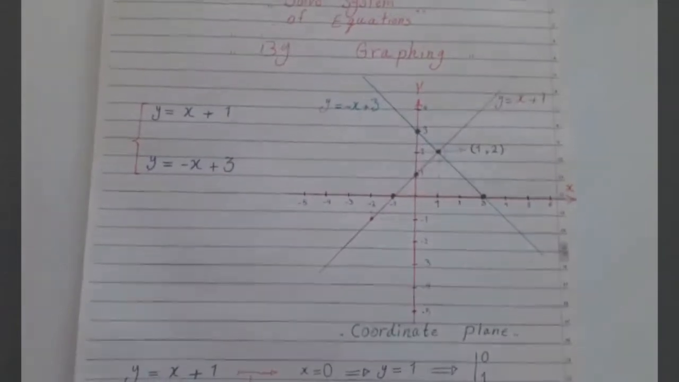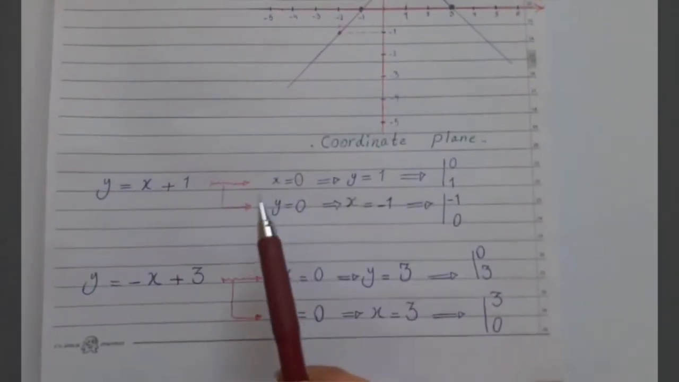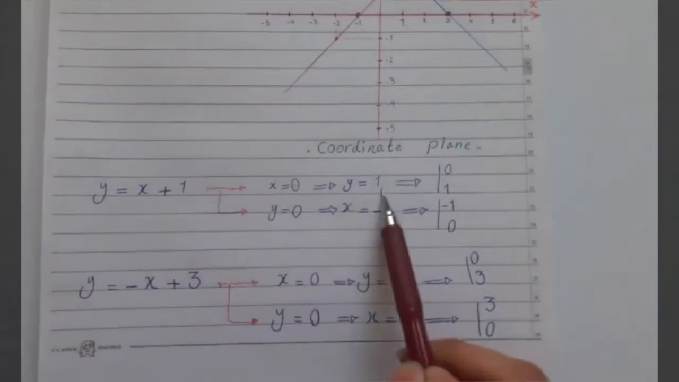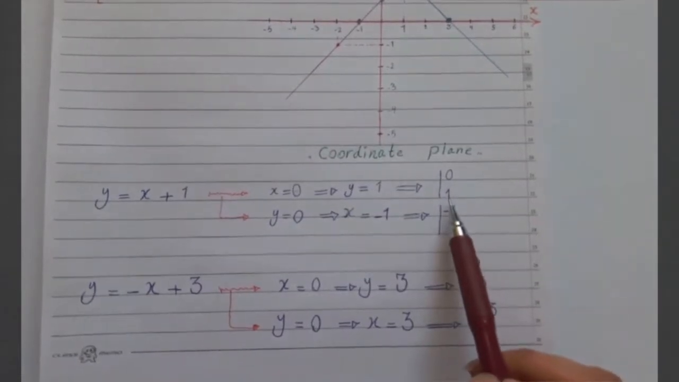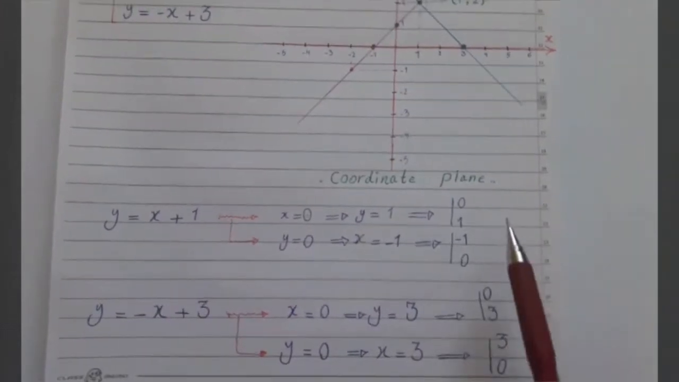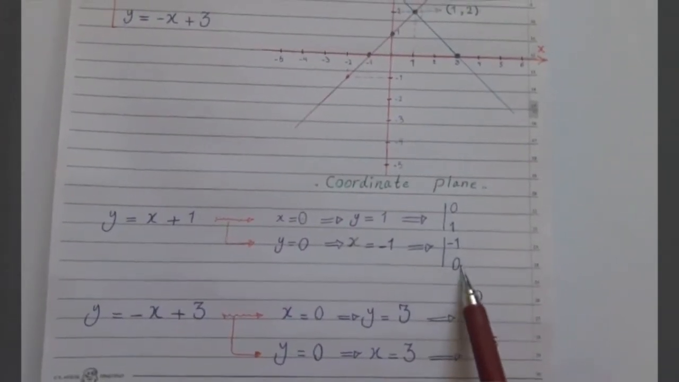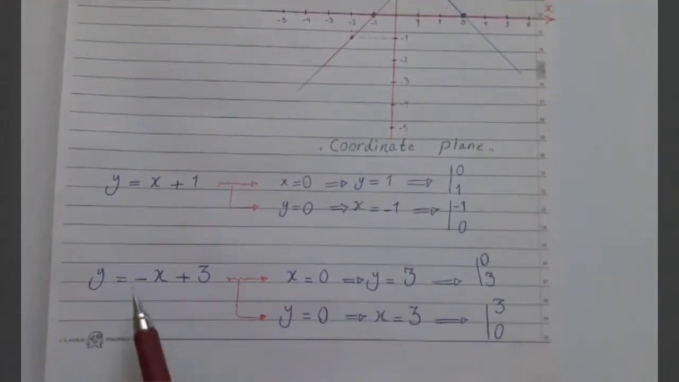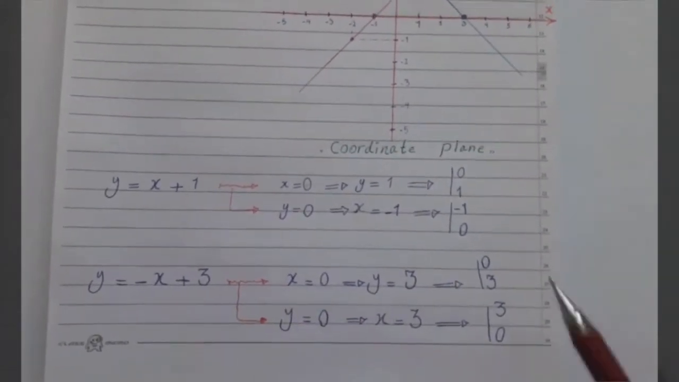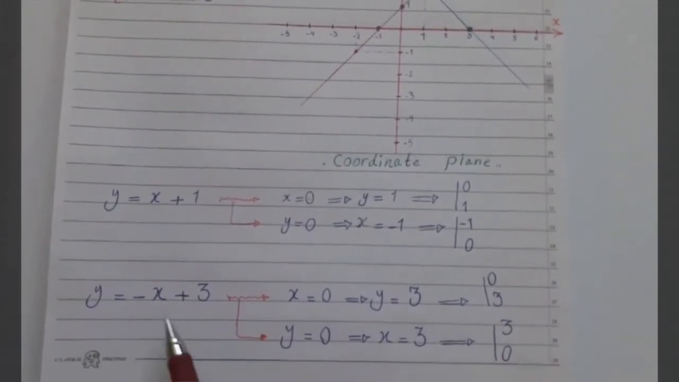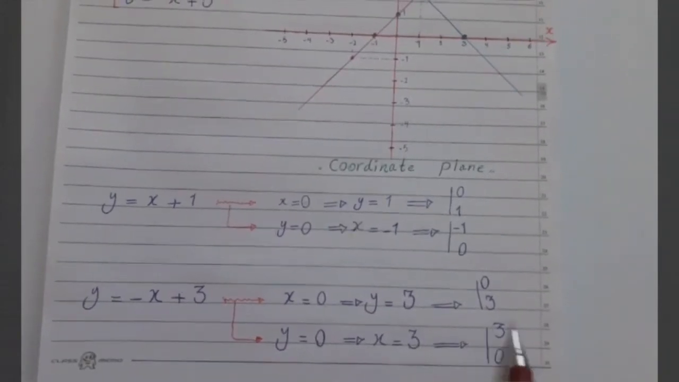For the first equation, we have y equals x plus 1, and when x is 0, y has to be 0 plus 1, which is 1. So 1 point is 0, 1, okay? And when y is 0, x has to be negative 1, so another point is negative 1, 0, okay? And about our second equation, y equals negative x plus 3, when x is 0, y has to be 0 plus 3, which is 3, so 1 point is 0, 3. And when y is 0, x has to be 3, so another point is 3, 0.